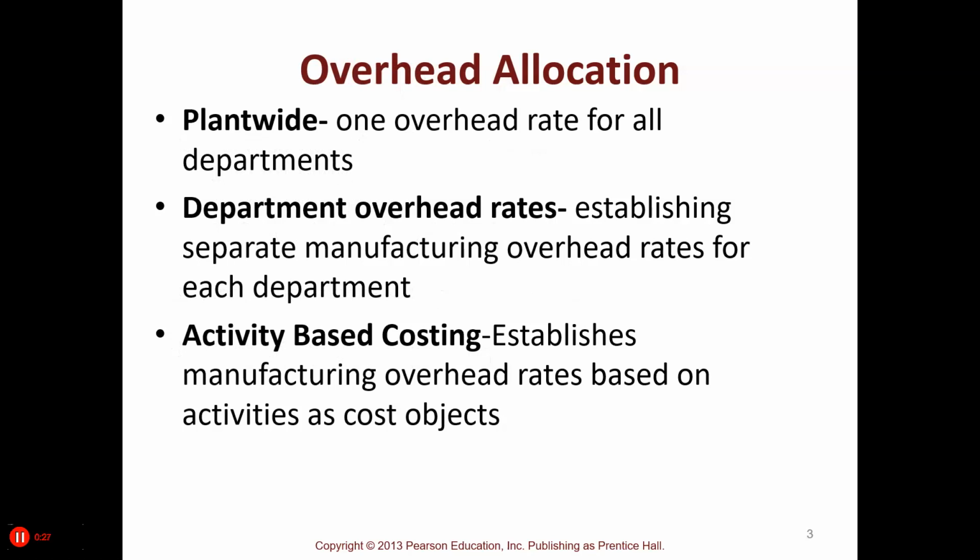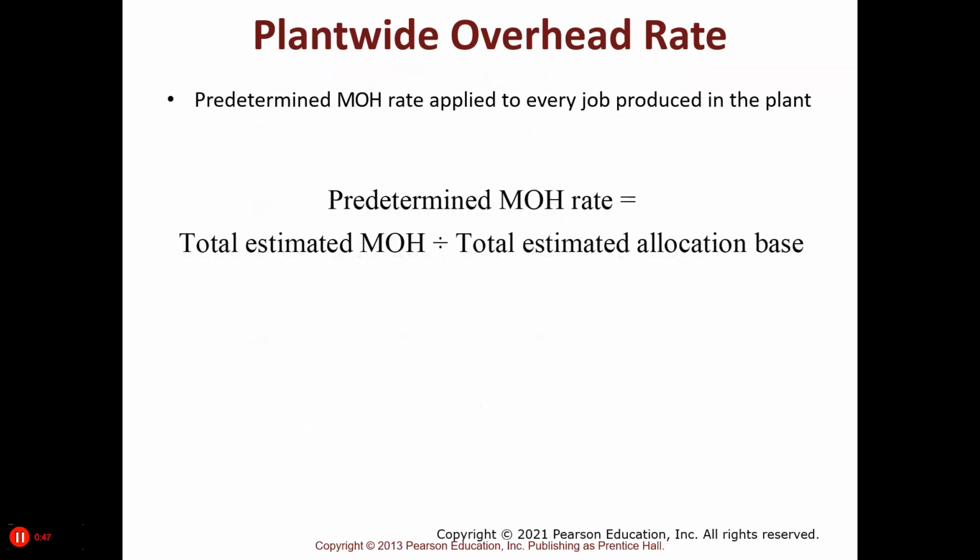Now again, we have three ways we can allocate overhead. We can do it on a very high level, which is plant-wide, which is probably the most inaccurate, and you don't really have an idea of which products are using all your resources. We have a department, which gets you a little closer, and then the more sophisticated way is called ABC costing. Now again, whenever we're trying to come up with a rate, remember the rate is always based on an estimate. Estimated cost divided by estimated usage gives you your predetermined overhead rate.